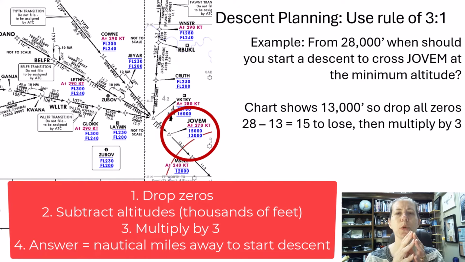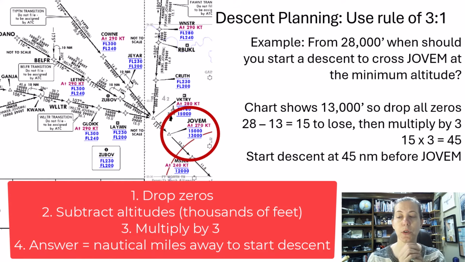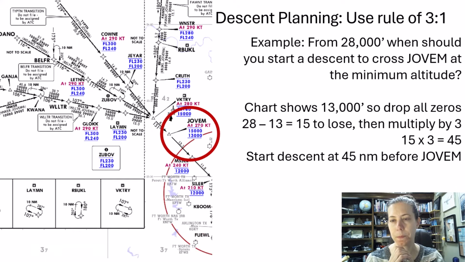The 3-to-1 rule then says after you've dropped the zeros, multiply however many feet is left, so the 15, multiply it by 3, and that gives you nautical miles approximately before your fix where you should begin your descent. So that's the 3-to-1 rule. So start your descent at 45 miles before Jovem in this example that I've given here. But they might ask that on any of these fixes.